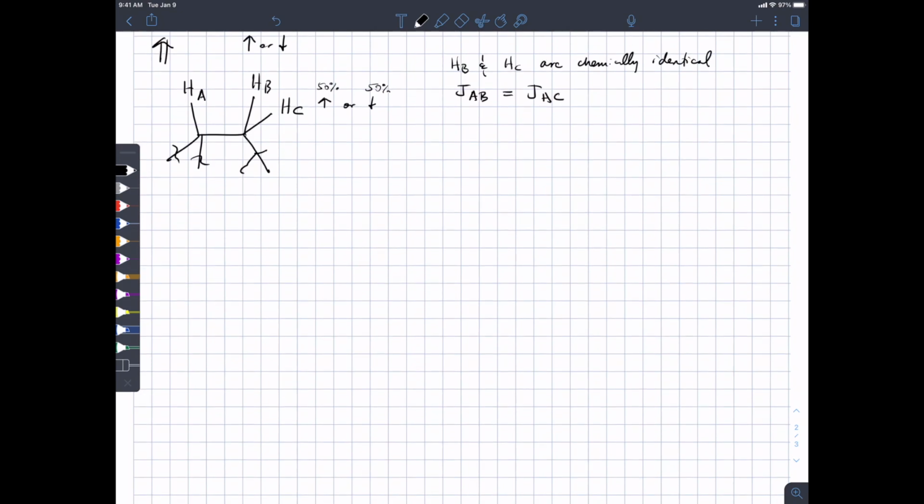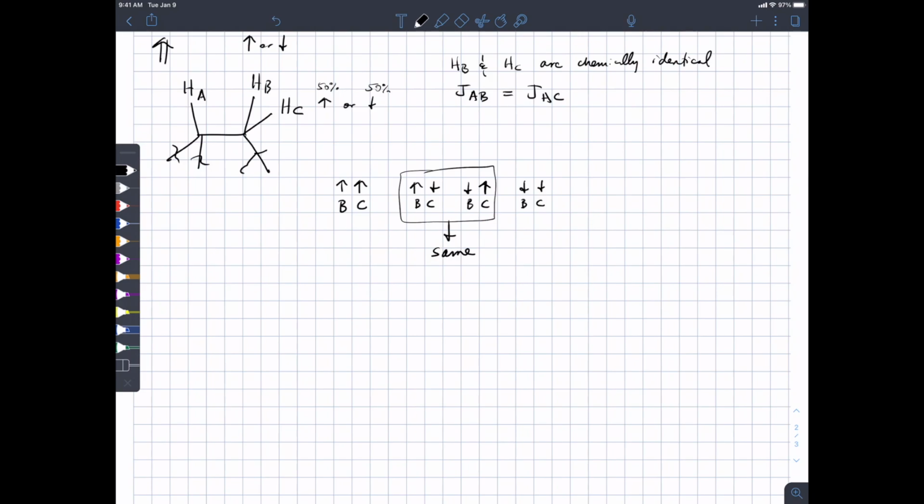Let's consider the possibilities then. B and C could both be up. B and C could both be down against the field, and one could be up and the other down, whereas B could be down and C could be up. And these two outcomes are the same as far as A is concerned. A can't tell whether B is up and C is down versus B is down and C is up.